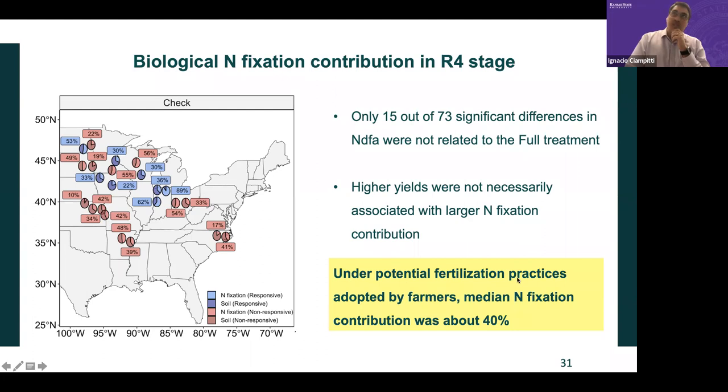Overall, if you think about a magical number, as we usually want to get in many situations, we can say that the average fixation across many of these studies was around 40%, which means 40% of the total demand for soybean came from fixation.